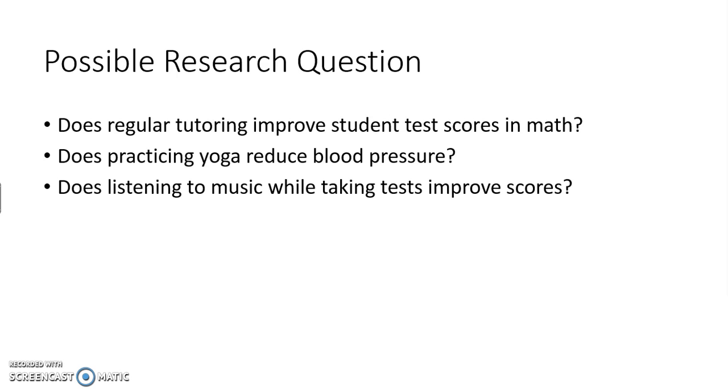The first research question, does regular tutoring improve student test scores in math? Does practicing yoga reduce blood pressure? And lastly, does listening to music while taking tests improve scores? Now, for each of these questions, we could design either an observational study or an experiment. However, the types of conclusions we can draw from either will be different. Well-designed experiments can help us determine cause and effect between the treatment and response, while observational studies can only show associations between the 2 variables.